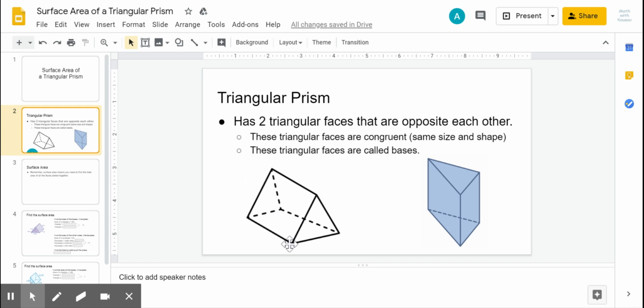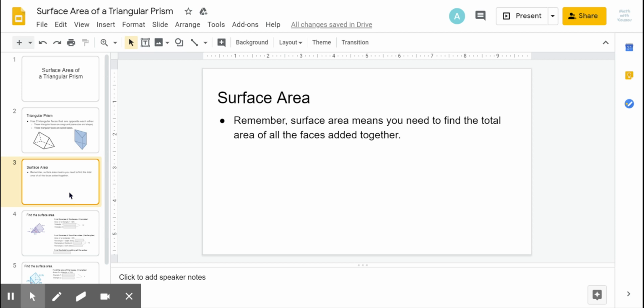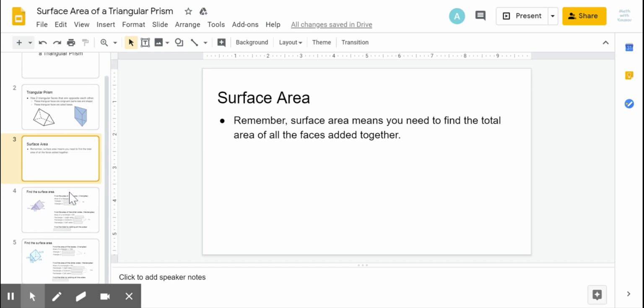All right, so this is an example of a triangular prism, and this is also an example of a triangular prism. If you look up here, here's one triangle and here's another triangle. They are opposite and congruent to each other. For surface area, we have to remember that it means you need to find the total area of all the faces added together.